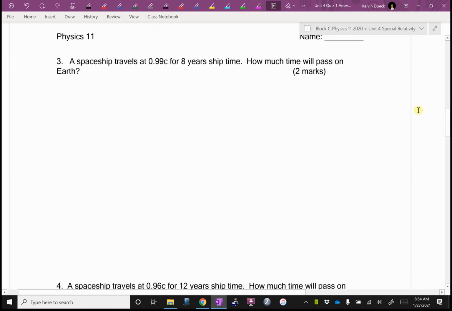Nope. A spaceship travels at 0.99. So somebody asked me, Mr. Duick, when do I know to use this? And when do I do the time dilation stuff? Well, if there's more than one time asked in the question. So here I have 8 years ship time, and it wants me to find time. I want an equation with 2 times in it.